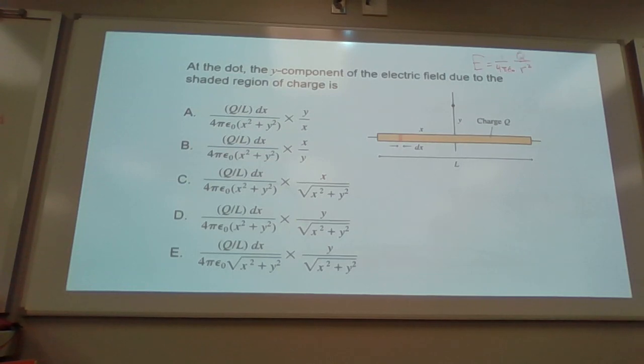Okay, so because we did the 3 halves, y over R, R is square root of x squared plus y squared. So y over R, so it has to be either D or E. And it's R squared in the first one, so it can't be E.